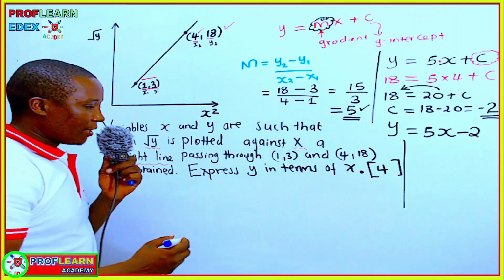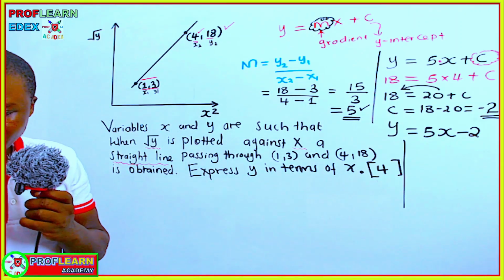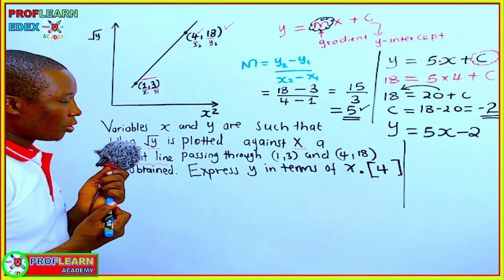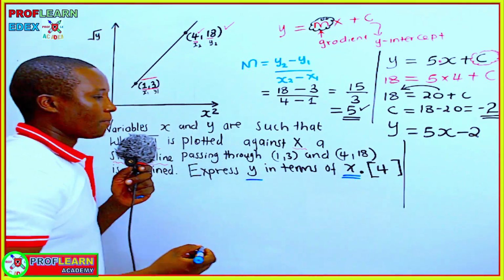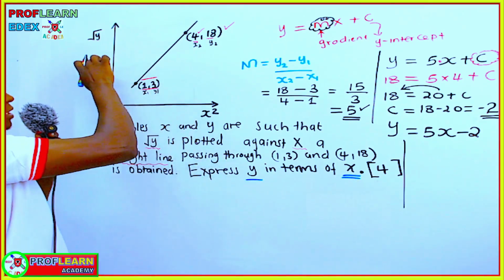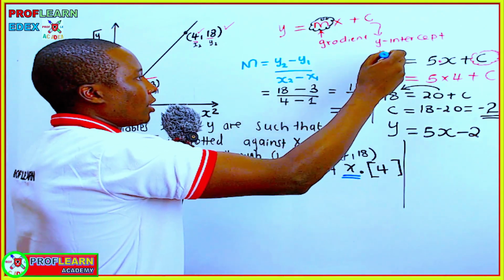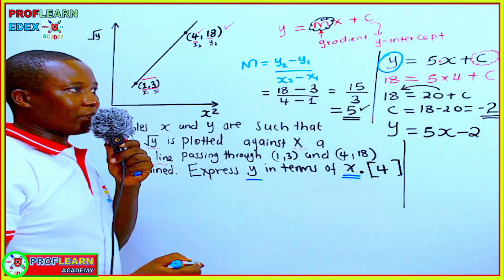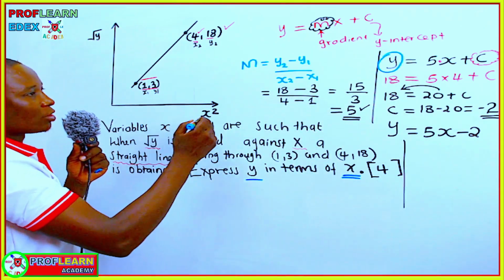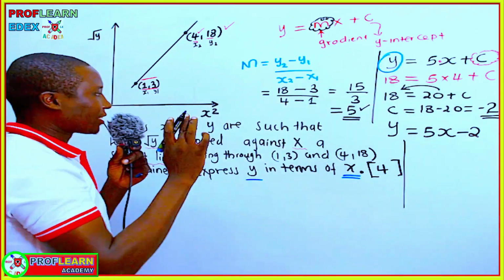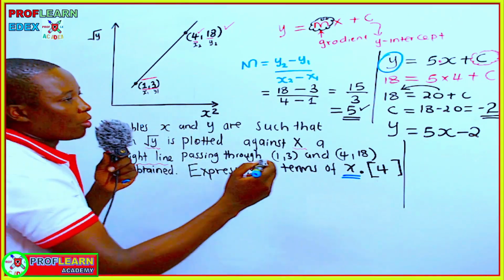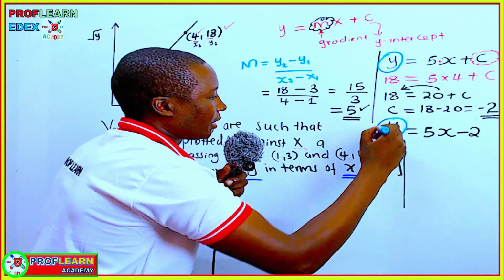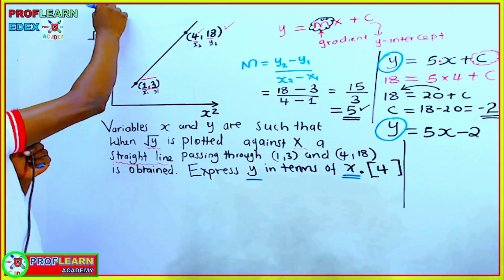But remember, in this question we were told to express y in terms of x. In this equation, we did not have y on the y-axis and x on the x-axis. We just used that because this is a straight line. So we are now going to replace this part with what we have on the y-axis.